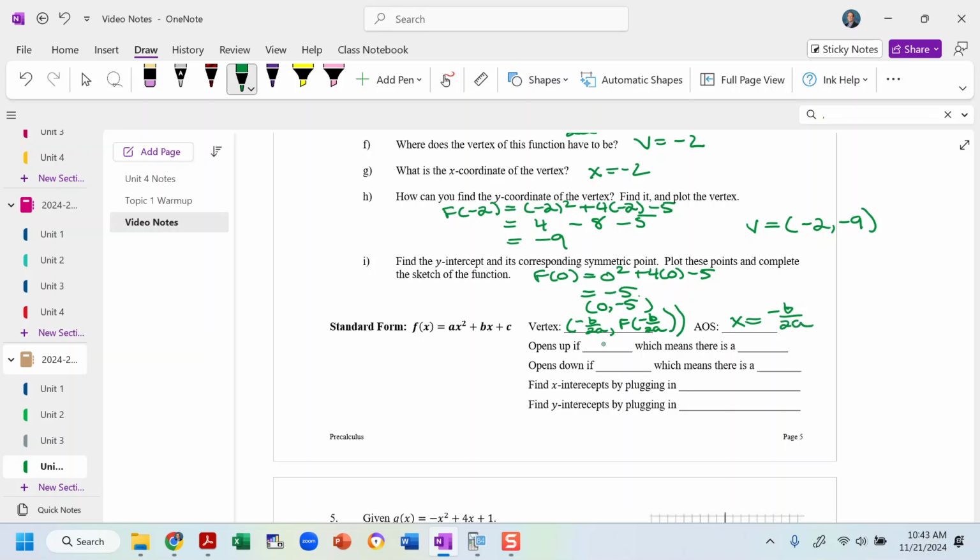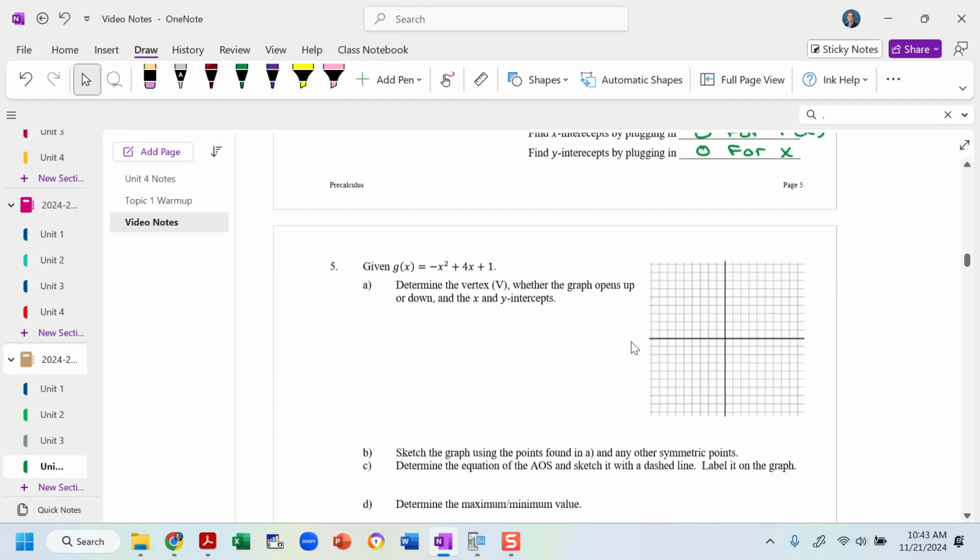It opens up if a is greater than 0, which means there is a minimum. Opens down if a is less than 0, which means there's a max. Find the x-intercepts by plugging in 0 for f of x, and the y-intercepts by plugging in 0 for x. So some of that stuff didn't change with vertex and standard form, but some of it did.